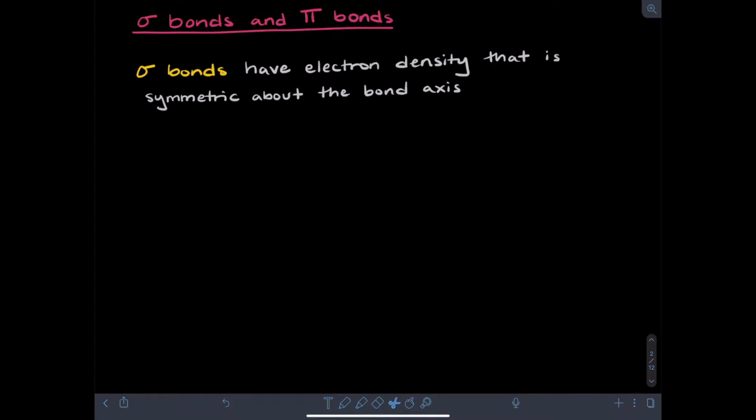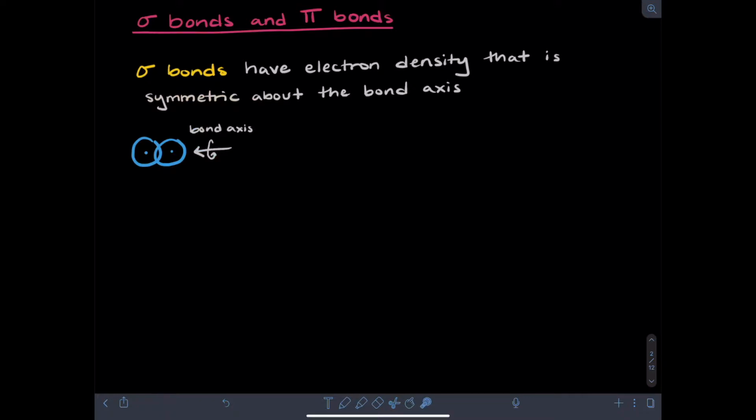The shape of the orbitals that make up a sigma bond is going to have electron density symmetric about the bond axis. So let's imagine maybe a hydrogen molecule, H2, made up of two hydrogens bringing their s orbitals together. This is the simplest example of a sigma bond.